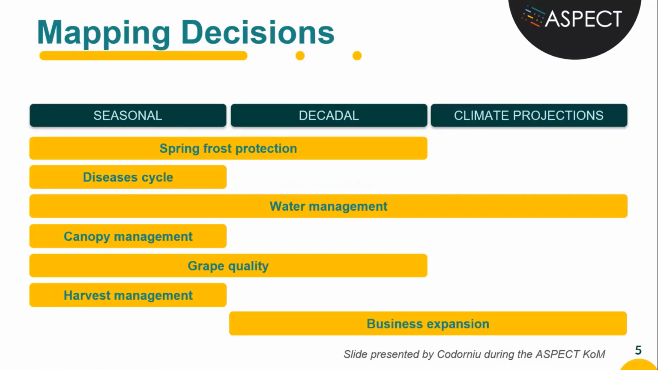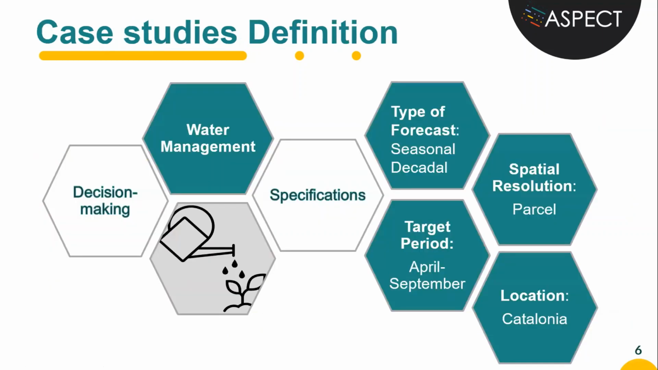Then, as soon as we have this map of decisions, we are going to define the case studies. For instance, here I have brought you an example for you to understand what I mean by case study. A case study will focus on one decision. Following the example of agriculture, our decision will be water management, and what we would like to co-develop with the super user is the specification of this case study for this specific decision.